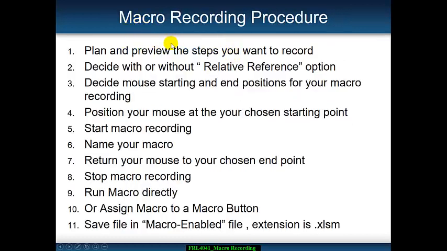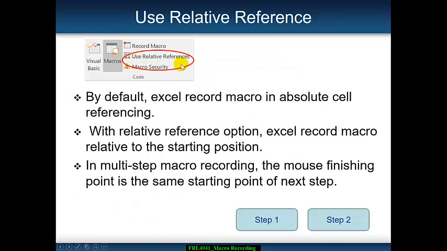I want to give you an overall preview of the macro recording procedures. Number one, you want to practice or preview the steps which you want to record into the macro. Number two, you want to think about, do you want to have a relative reference option or not? So always ask yourself, where are your mouse starting and end positions? After you finish recording, you have two different ways to run the macro. I'm going to talk a little bit more about the Use Relative References option. This is the option you may want to turn on and off before you start the macro recording.